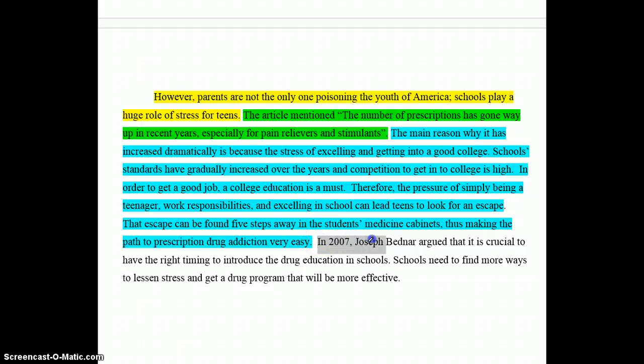In 2007, Joseph Bednar argued that it is crucial to have the right timing to introduce the drug education in schools. But who on earth is Joseph Bednar? How is he an authority on stress in teens? I'm so confused. Is there any evidence? Where are her ideas? How does this relate to the topic sentence?